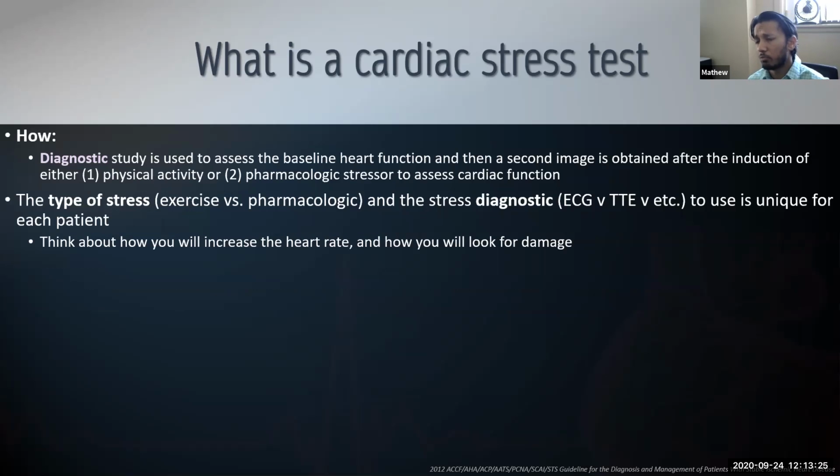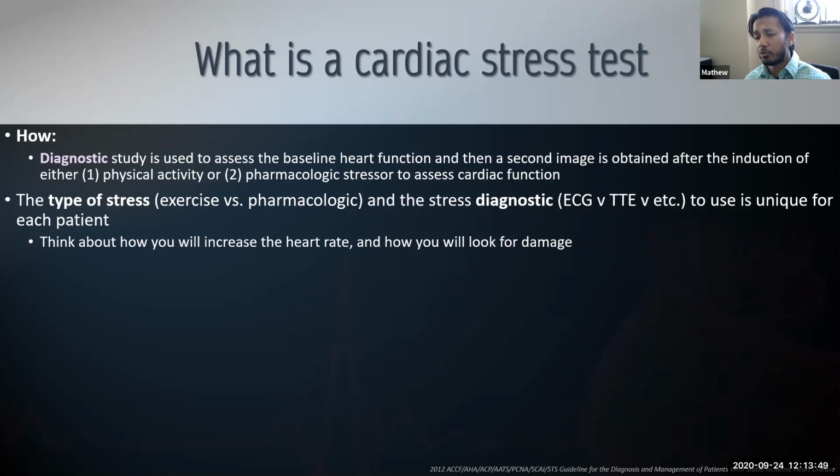So how is it done? Well, it's a diagnostic study looking at the baseline heart function, and then we're going to do a second image, whether it's an EKG before and then EKG after, echo before and after, et cetera, to compare the two. And then remember, there's two types of stress I just kind of talked about. You're going to have your exercise, where you're going to have them induce their own stress by getting the heart rate up, or you're going to iatrogenically get their heart rate up by giving them a pharmacologic agent.